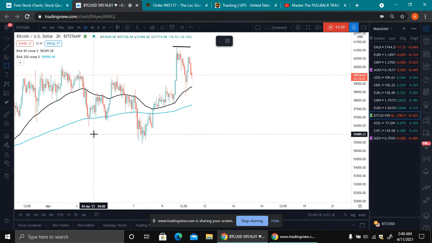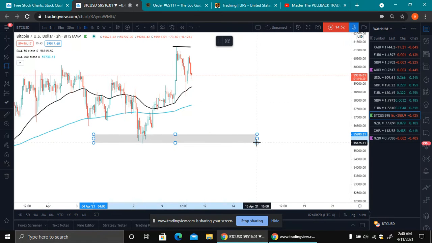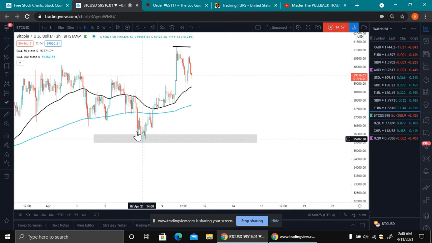So price automatically, I see weakness right here. I see a big push to the upside. So I call this a test zone right here. It came back up. I call this a UT.